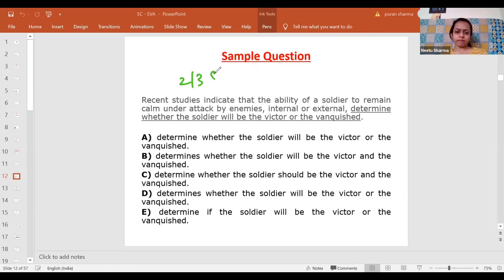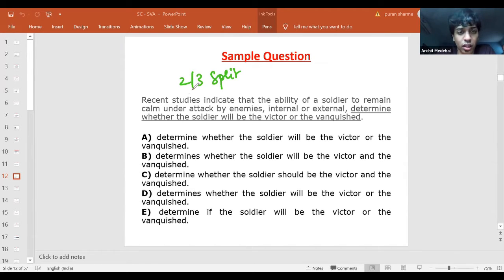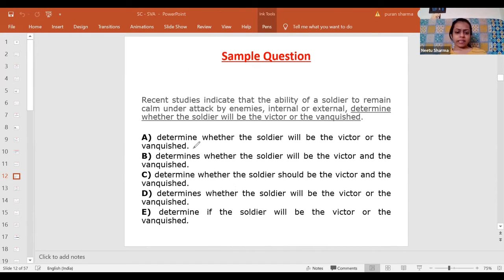That's called a 2-3 split. 2 answers are giving you a certain idea, and 3 are giving you a different idea, right? Now, this technique is called a vertical scanning technique.